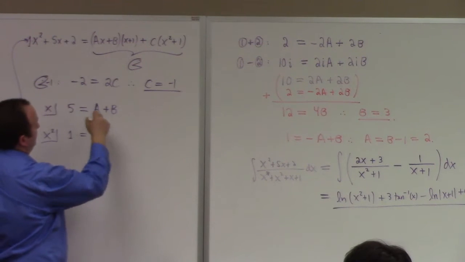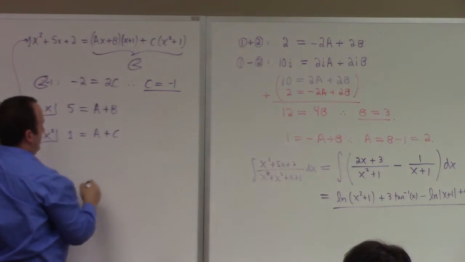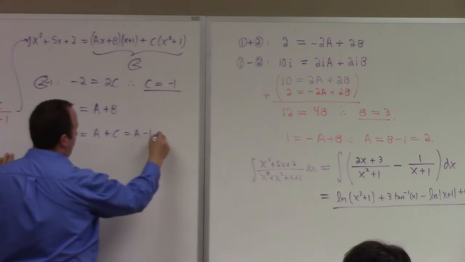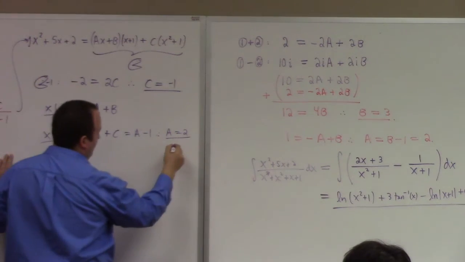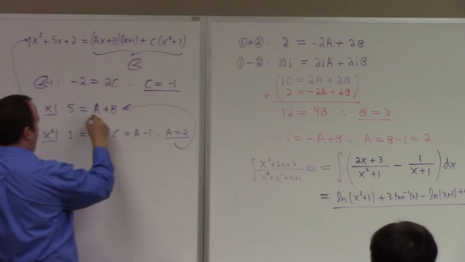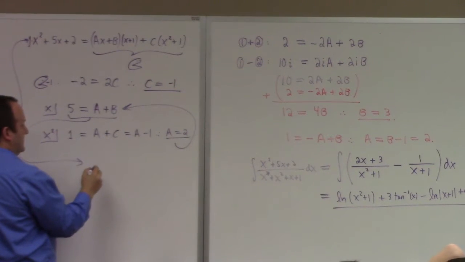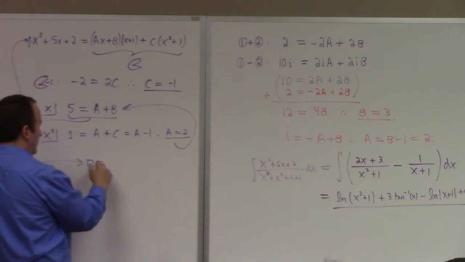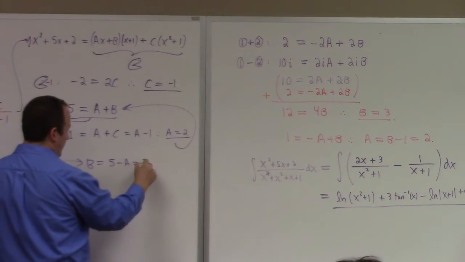We got a times x squared plus c. But that's a minus 1. Therefore, a is equal to 2, right? And if you take that and go back up here, what do we get? Sorry, not the greatest labeling, but what did I say? b equals 5 minus a, which you just told me was 3.